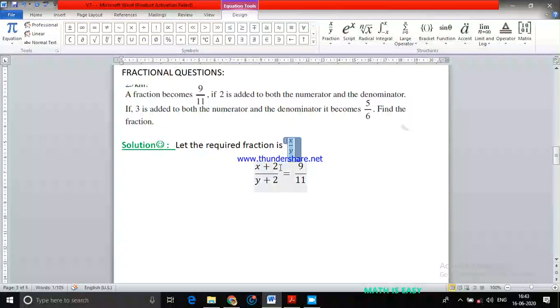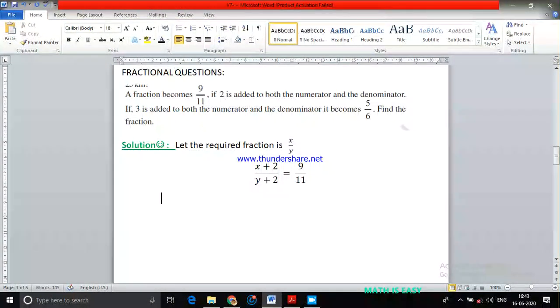Now for this fraction, you are adding 2 in the numerator and 2 in the denominator, then it converts into 9 by 11. So if I do the cross multiplication, what do you get here? Let me increase the font size.